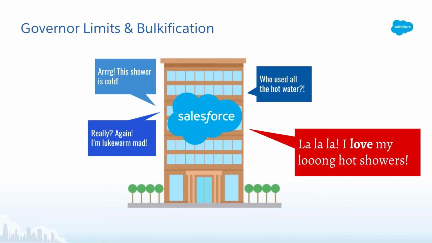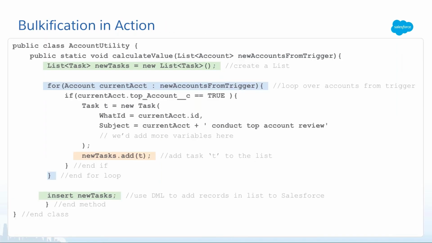So let's go back to our Apex code that we've been looking at and see how we can incorporate DML and better understand how bulkification works. So here we have our account utility class, remember, with the calculate value method. It's pulling all of the data that's associated with the update that happened when our trigger fired into that new accounts from trigger list. And in the first blue highlighted section, our for loop looks at each individual account in the new accounts from trigger list.